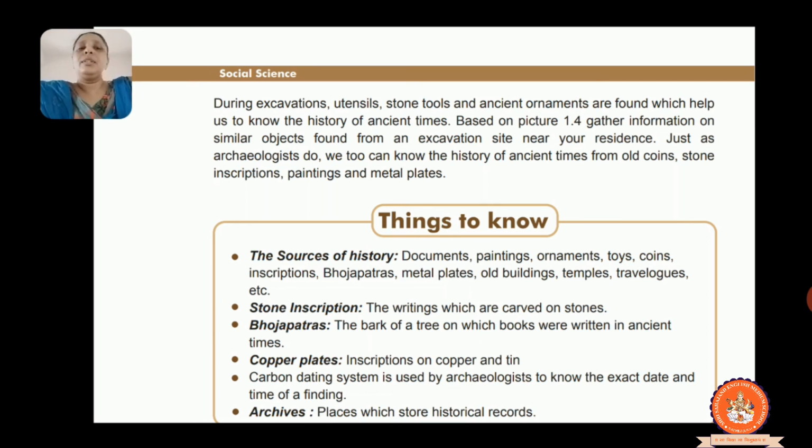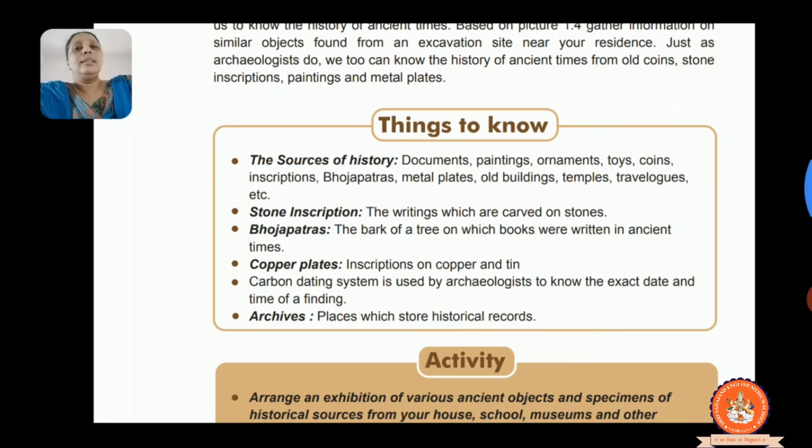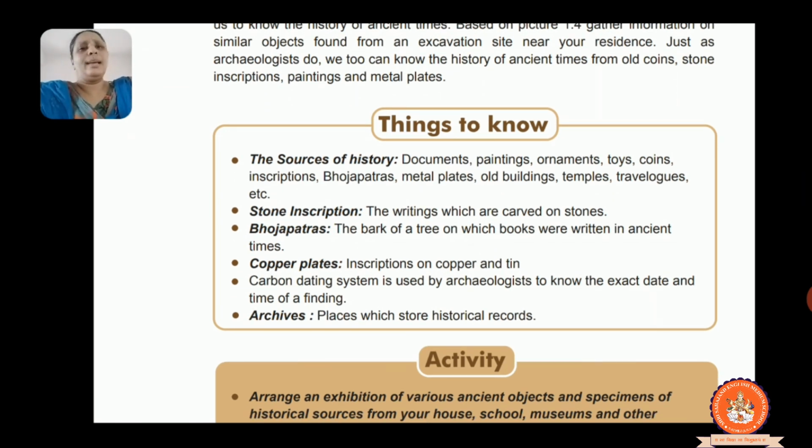Now all these residents are found by archaeologists from ancient times, such as old coins, stone inscriptions, paintings, metal plates, everything is collected, and they know what happened at that time. I told you these things are found by archaeologists. What is the meaning of archaeologist? The people who learn the most history and give information about history are called archaeologists. Now this lesson may be small and it's an overview.